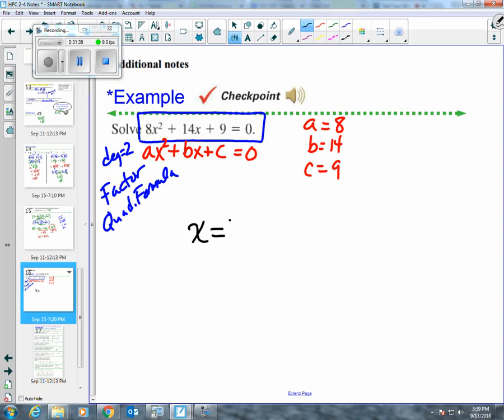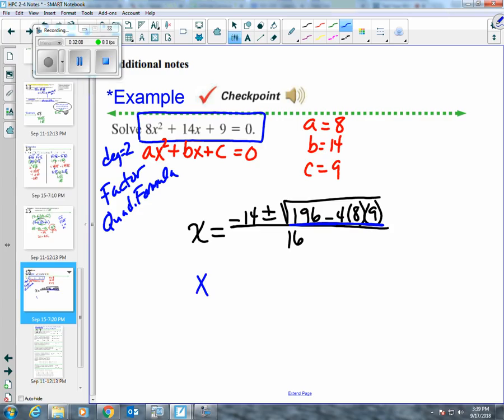So x equals opposite of b, so opposite of 14, plus or minus square root of b squared, 14 squared. I just go ahead and square it right away. 14 squared is 196, minus 4 times a, which is 8, times c, which is 9, all over that whole thing over 2a. So 2 times 8, so 16. And then we just simplify. Let's look and see what happens on the inside here. This discriminant, remember? The number underneath the radical. So we have -14 plus or minus square root, the number under the radical, go ahead and do your arithmetic there, -92, all over 16.